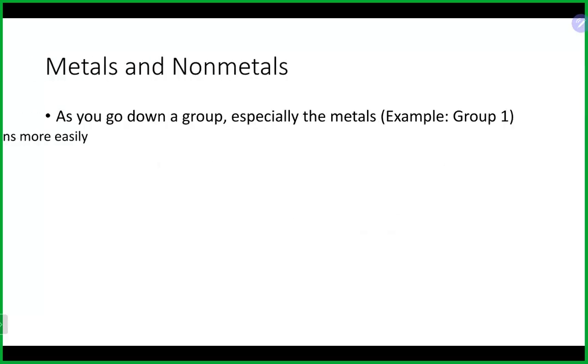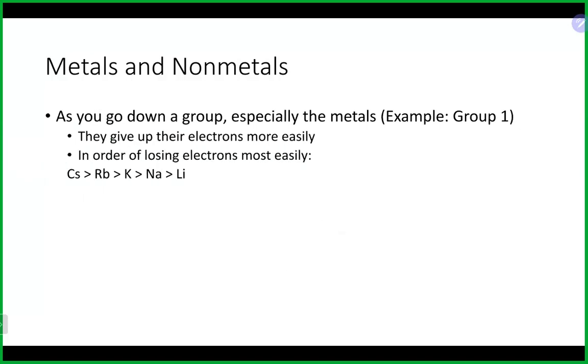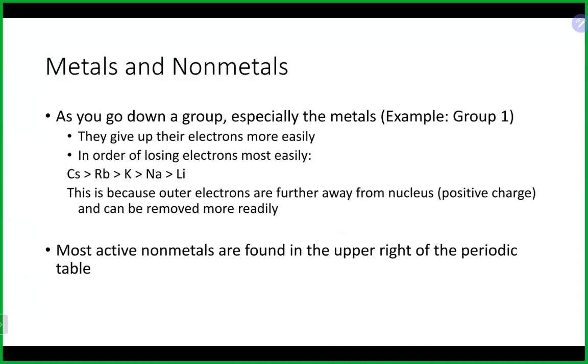Now, when we talk about metals and nonmetals and the reactivity that occurs, what we tend to see, based on some periodic trends we're going to talk about in a second, is that as you go down a group, metals typically give away their electrons a lot more easily, which means they are a lot more reactive as you go down a group on the periodic table. That's opposite for the nonmetals. Nonmetals get more reactive as you go up a group.